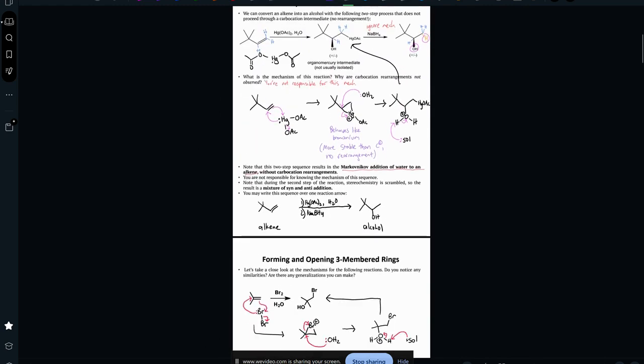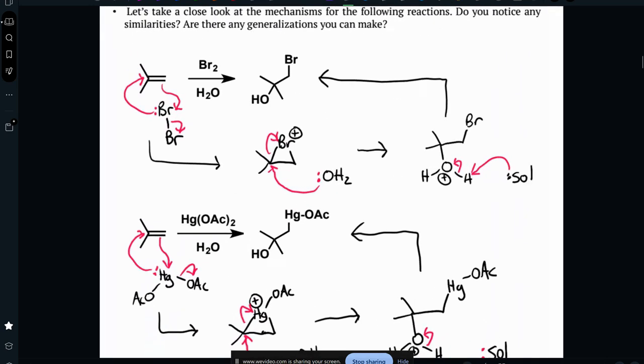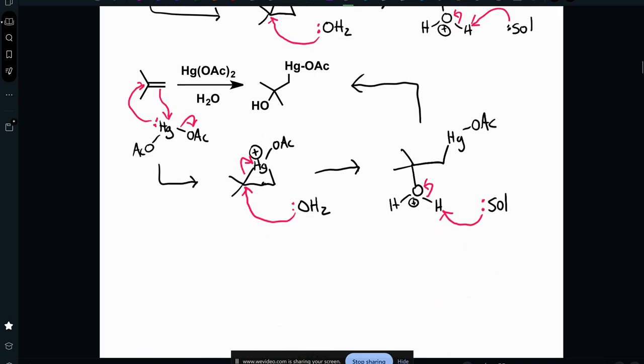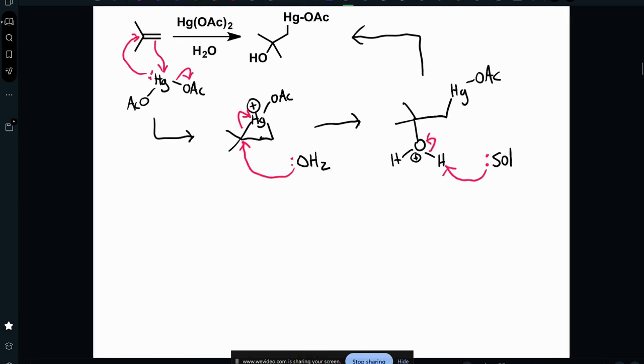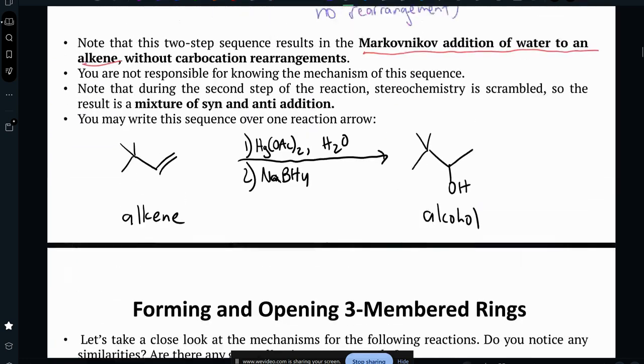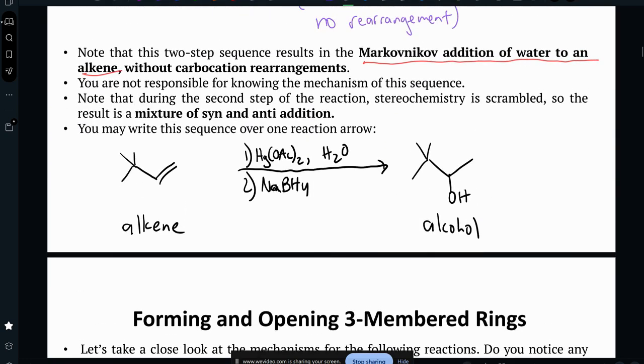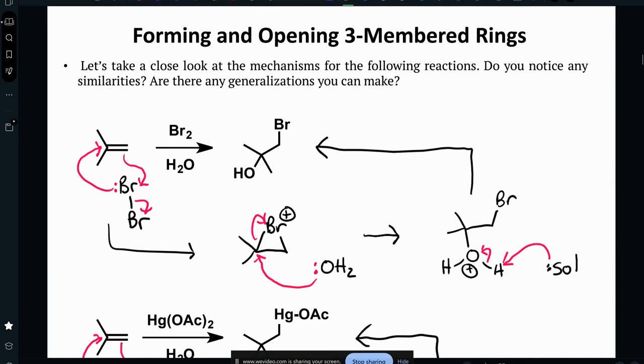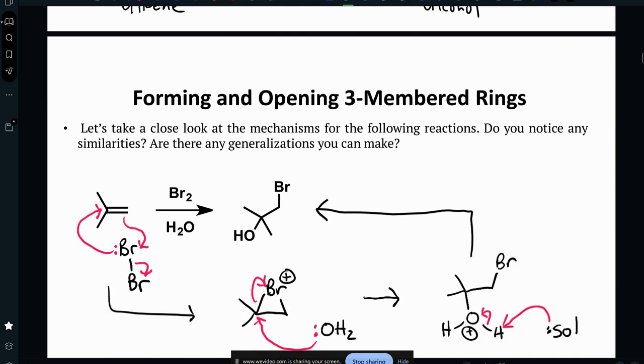So this is very similar to a mechanism you've seen before. I don't want to dwell on the mechanism, though. I do want you to know this overall outcome of oxymercuration reduction. Markovnikov addition of water to the alkene, no rearrangement. All right, so that gives us one more option for turning an alkene into an alcohol with a little bit of a different outcome in some cases.